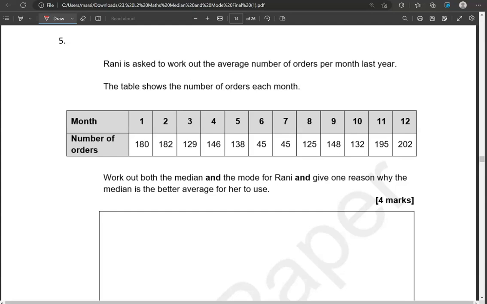Rani is asked to work out the average number of orders per month last year. The table shows the number of orders each month. Work out both the median and the mode for Rani and give one reason why the median is the better average for her to use. Okay, so to work out the median, we'll put the numbers in order. The smallest of them all is 45. We have another 45.